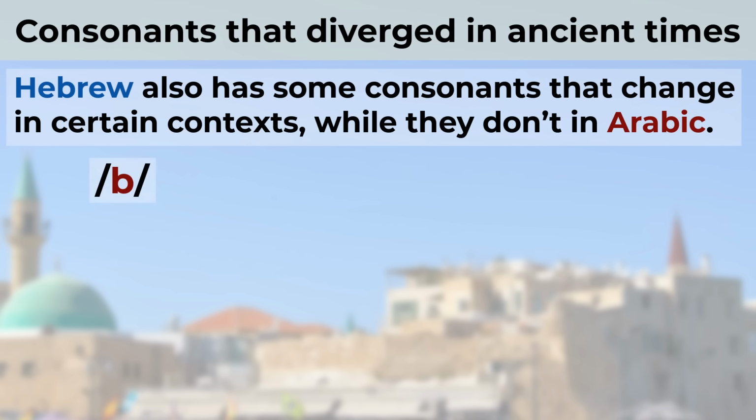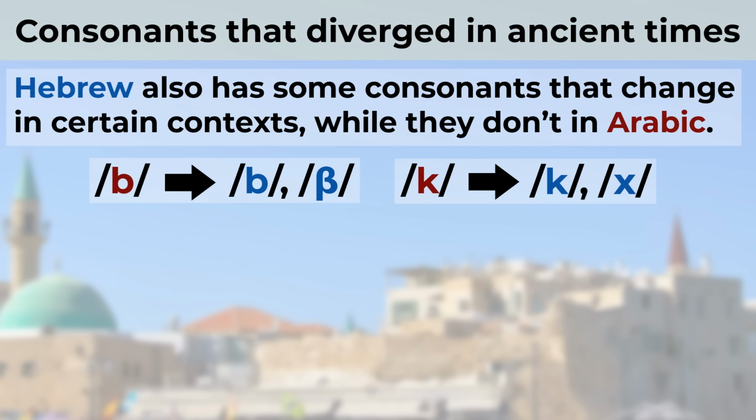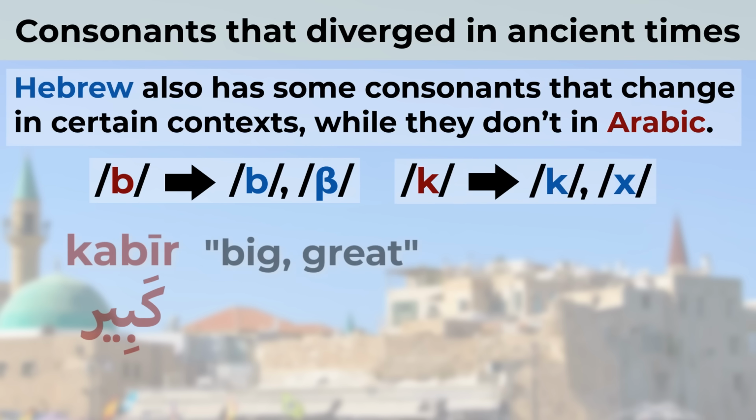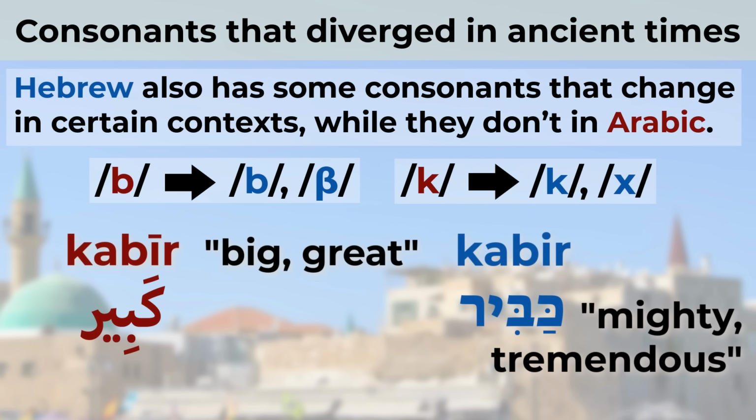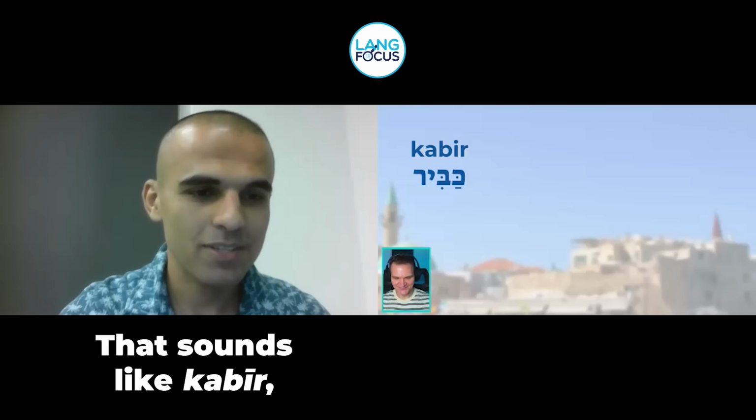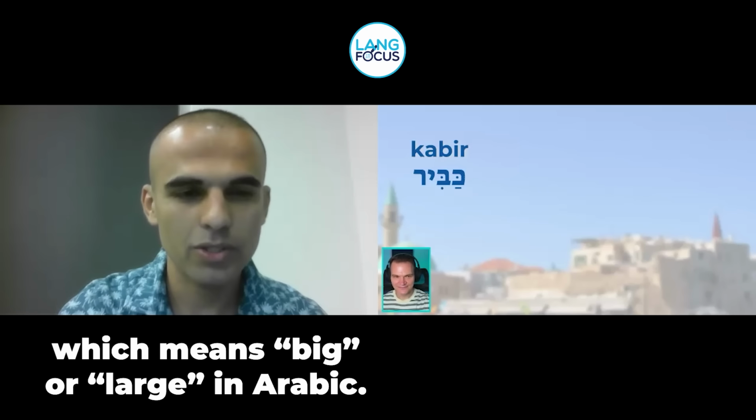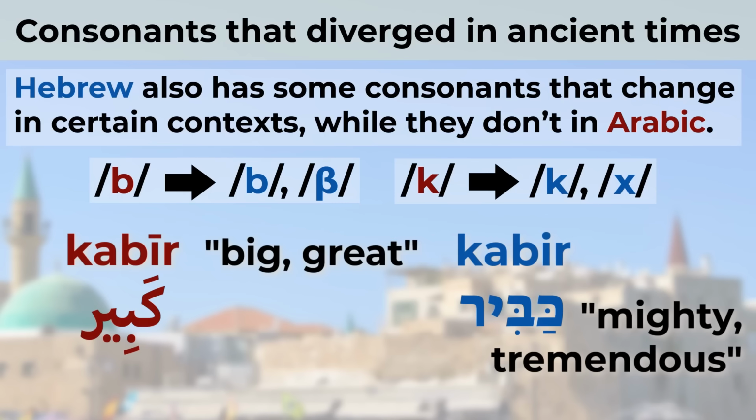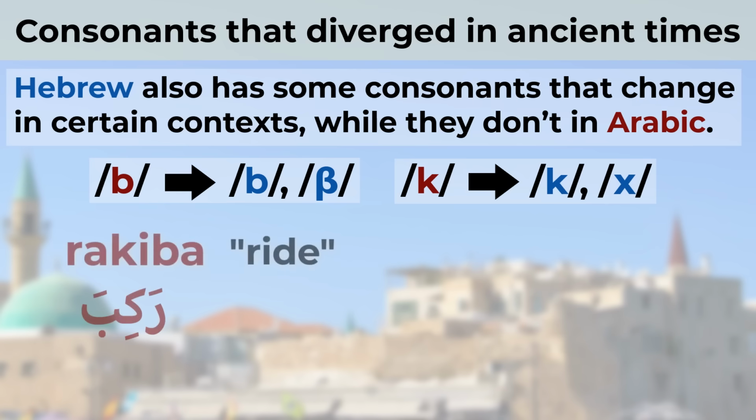For instance, b in Arabic is b in Hebrew, but it can also be v, for example when there's a vowel before it. Similarly, k in Arabic is k or ch in Hebrew. The adjective meaning big or great in Arabic is kabir. In Hebrew, its equivalent is kabir, which means more like tremendous or mighty. Oh, kabir, that sounds like kabir, which means big or large in Arabic. Mm-hmm. Notice the k sound is the same.